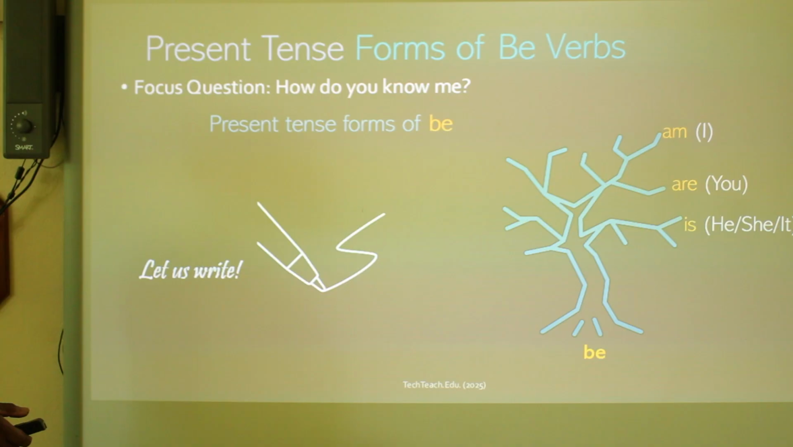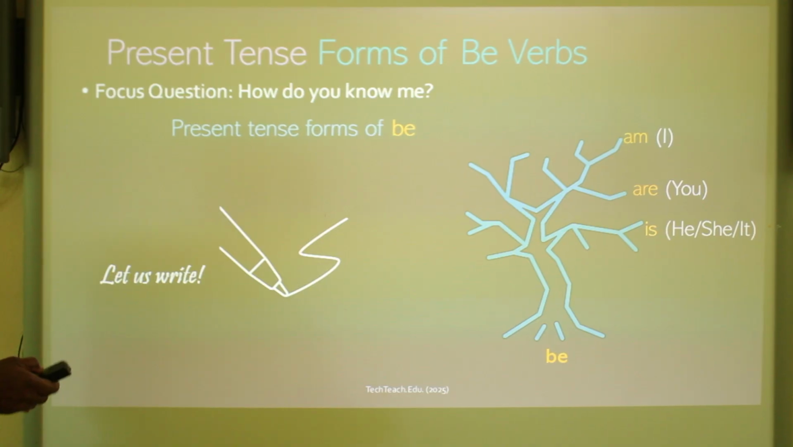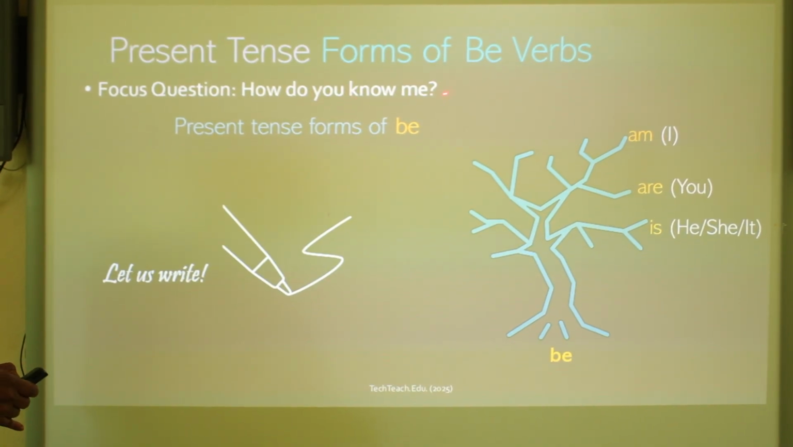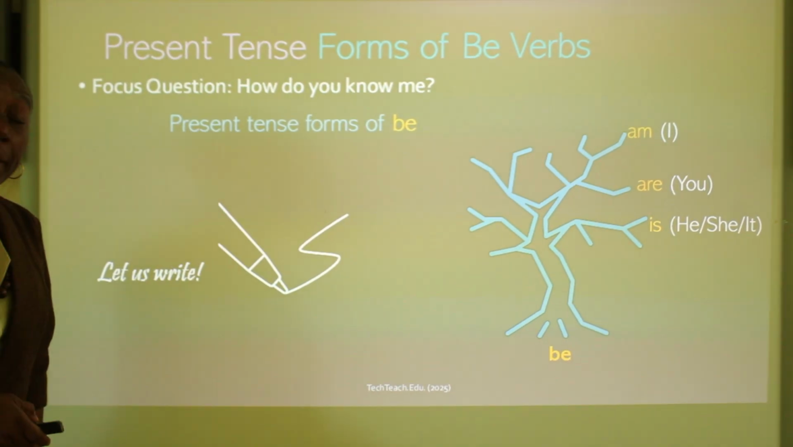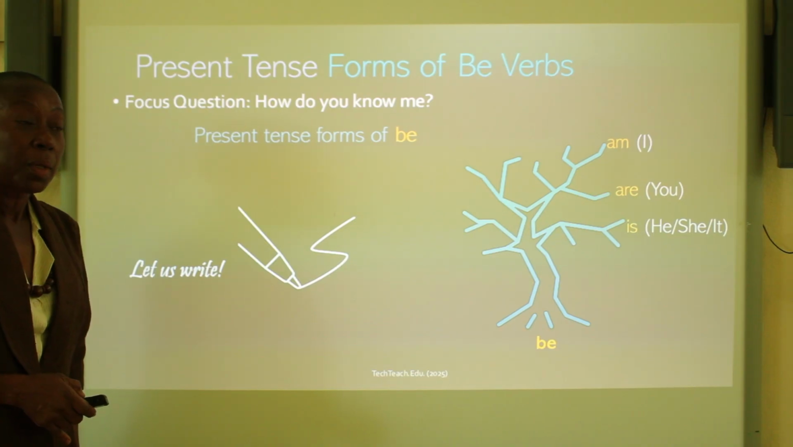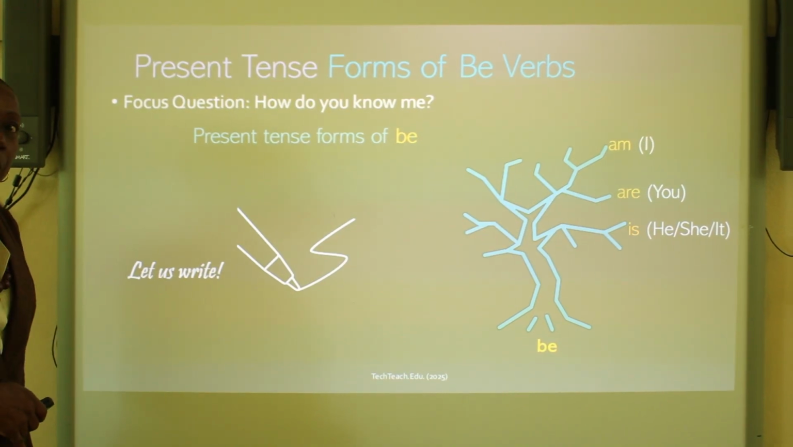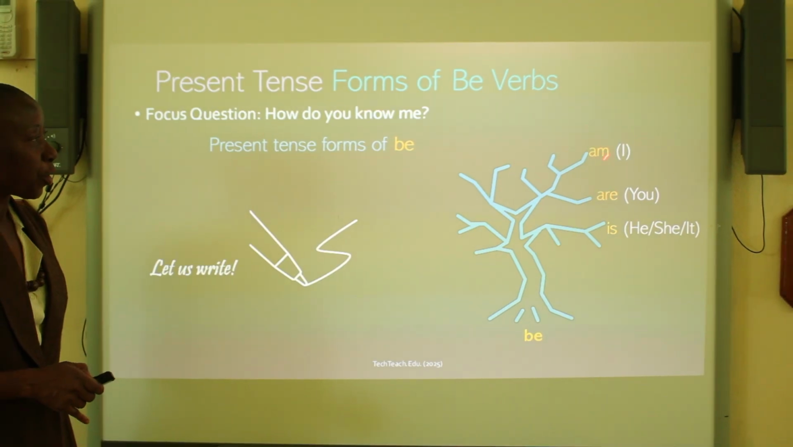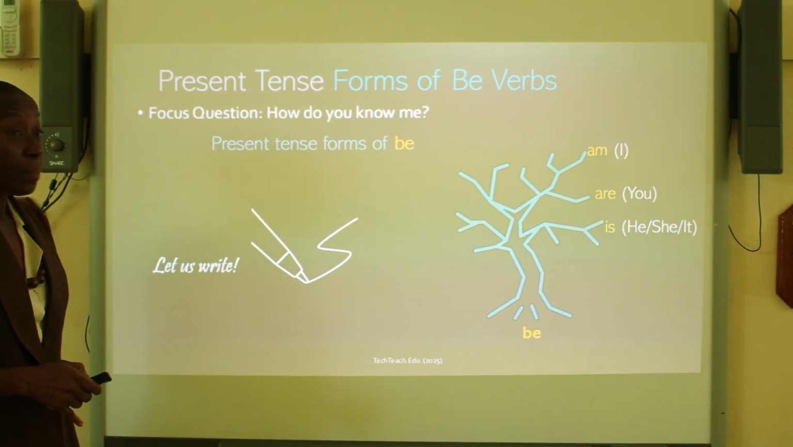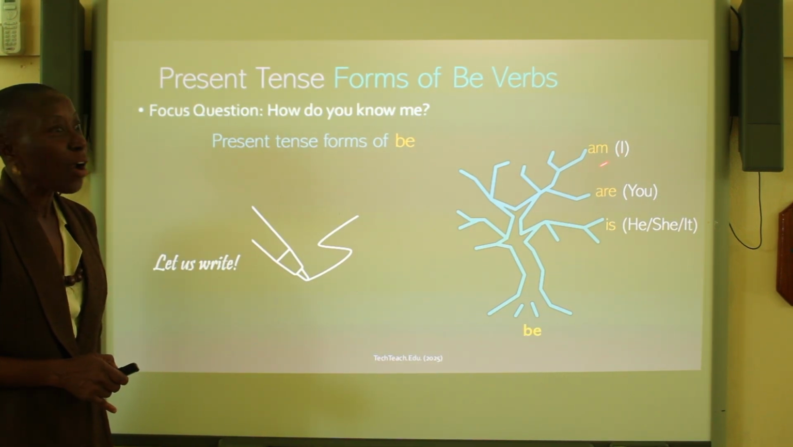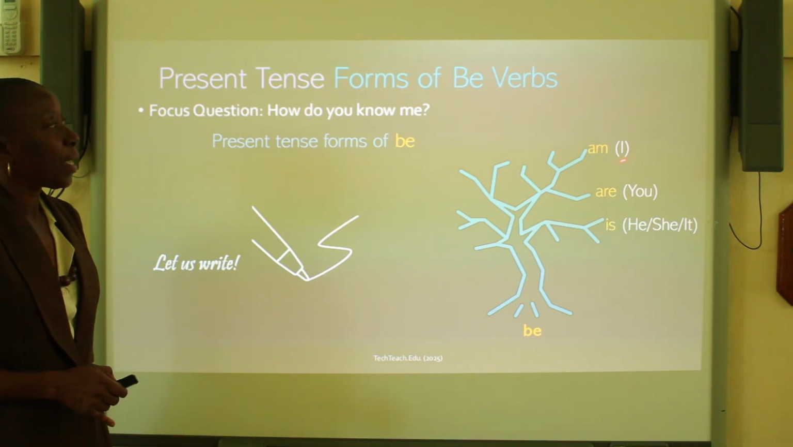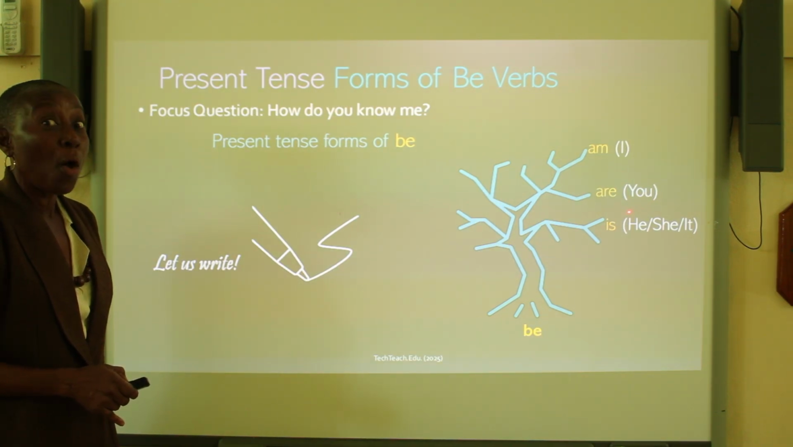So let us do a little bit of writing now. So the focus question says, how do you know me? And because we are in the curriculum, we are required to write according to the curriculum. So then, children should write about these verbs. I am a boy. That's how you know me. Or I am a girl. You say you are a boy, or you are a girl.